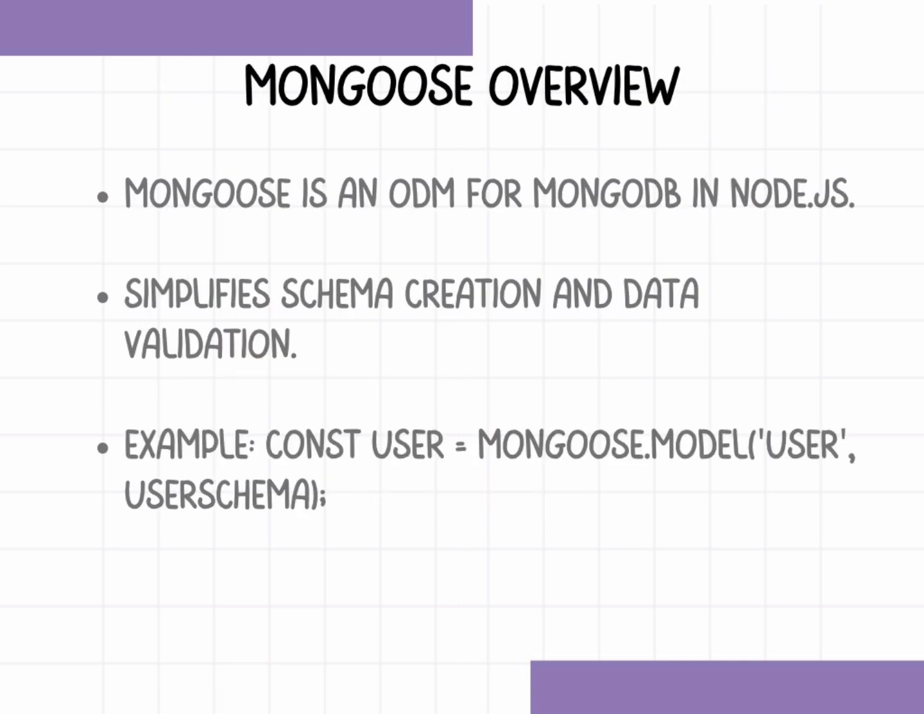Now, Mongoose is an object data modeling, ODM, library for MongoDB in Node.js. It simplifies defining schemas, data validation, and queries. We can use const userSchema = new mongoose.Schema, then User = mongoose.model to create a new Mongoose schema. Mongoose helps us to apply structure while still using MongoDB's flexibility.